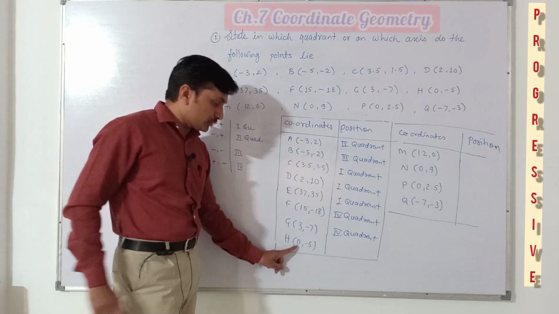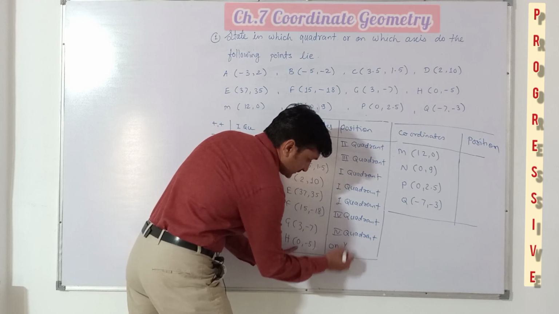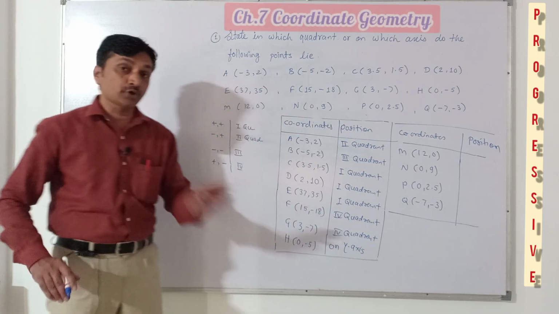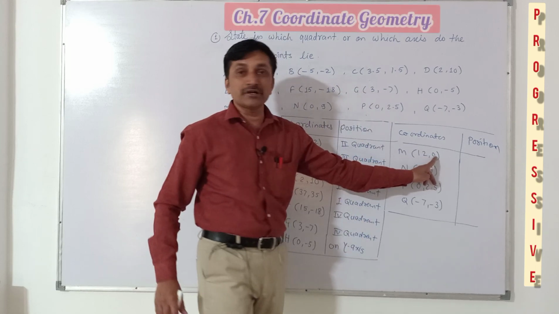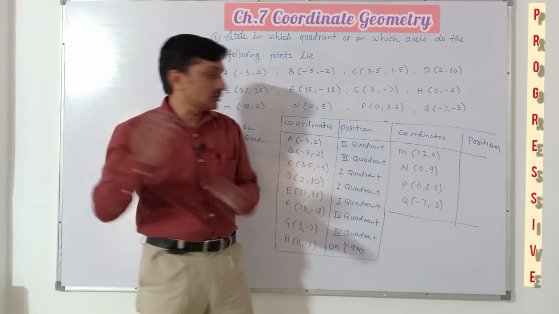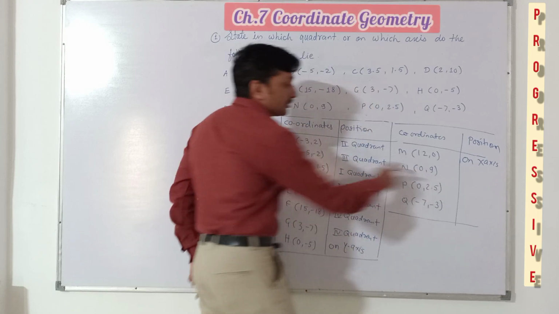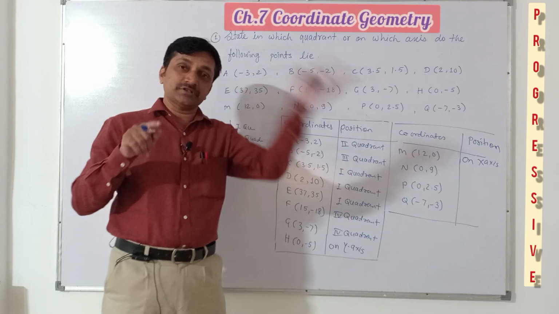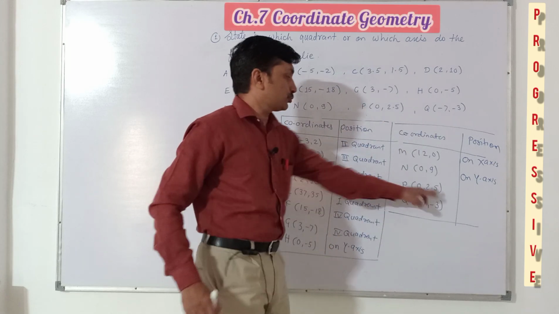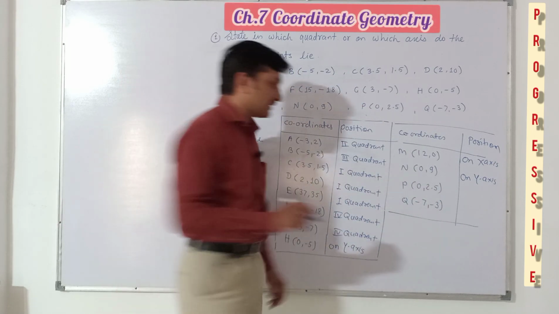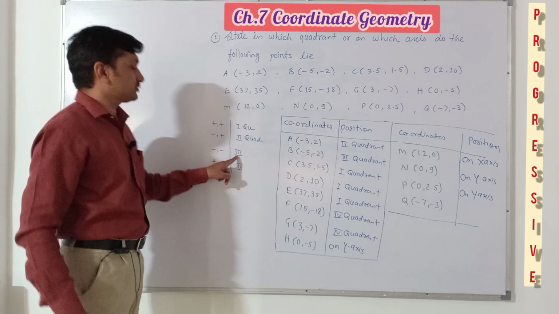Which coordinate is 0 here? The x coordinate is 0, that's why it lies on the y axis, not in a quadrant. 12, 0: here the y coordinate is 0, so it lies on the x axis, not in a quadrant. 0, 9: the x coordinate is 0, so it lies on the y axis. 0, 2.5: the x coordinate is 0, lies on the y axis. Both negative means third quadrant.